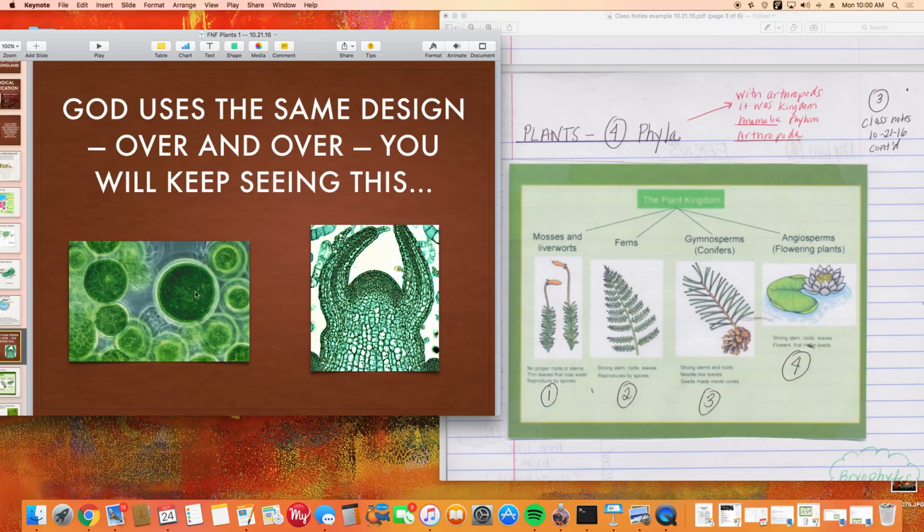Here's a picture of a single cell of algae. Here is an apical meristem. So this is the portion of a plant that's going to grow. And you can see there's chlorophyll in both of these. So that's what they have in common. But they're pretty different living organisms and very, very different, very exquisite differences in their design.